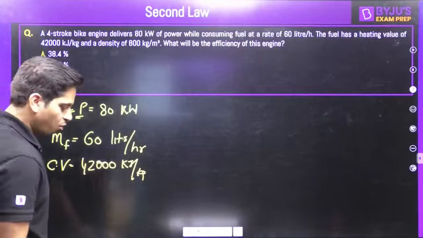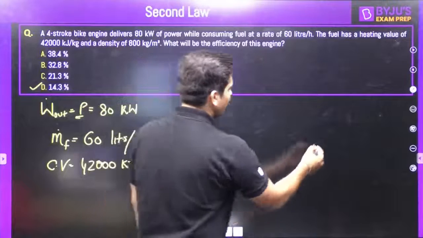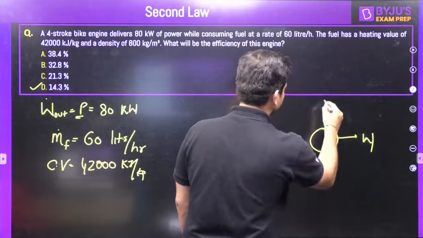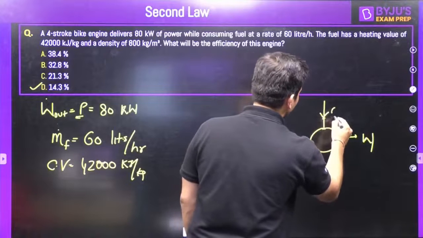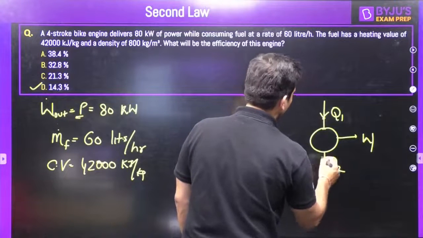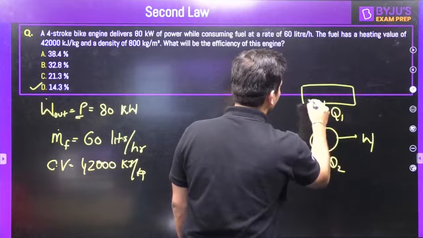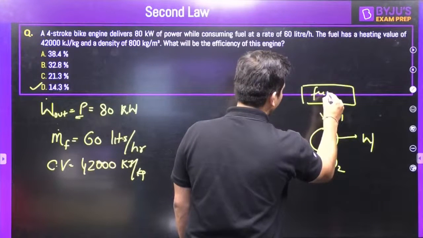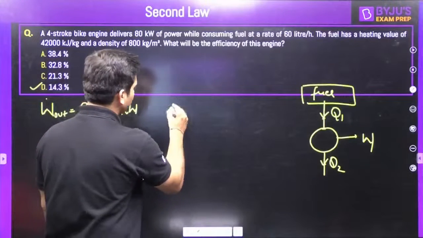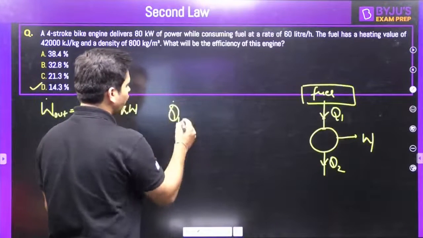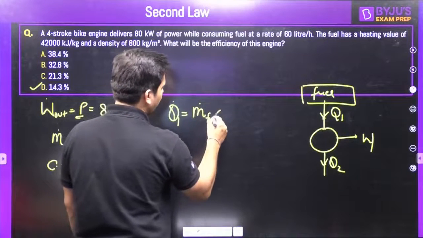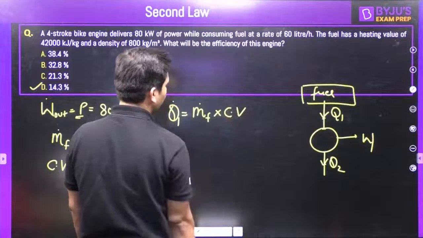So if this is my engine, it is giving you work output by absorbing heat Q1 and rejecting heat Q2. Now how is this heat coming? By burning of fuel. So how do I calculate Q1? Q1, or Q dot 1, is equal to the mass flow rate of fuel into the calorific value of fuel.